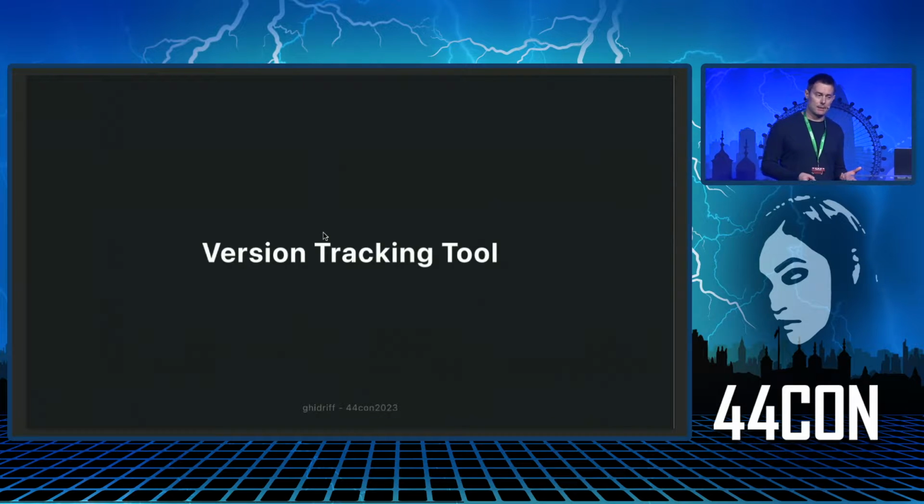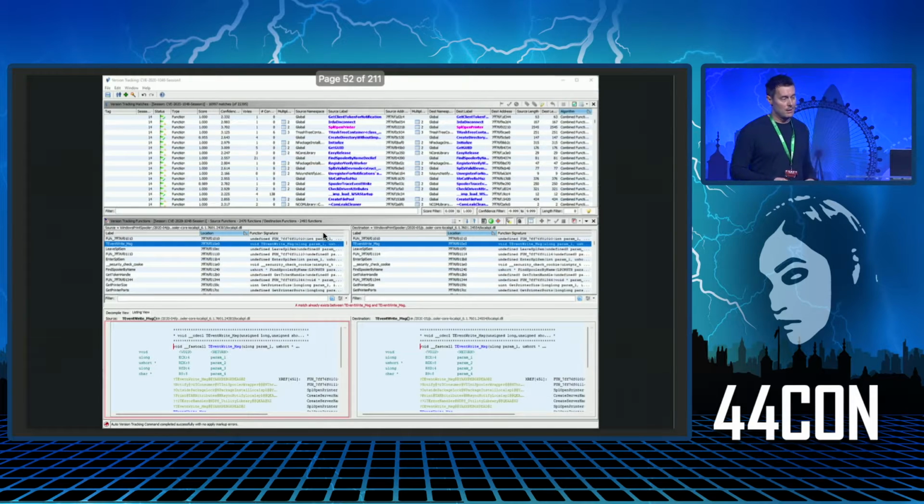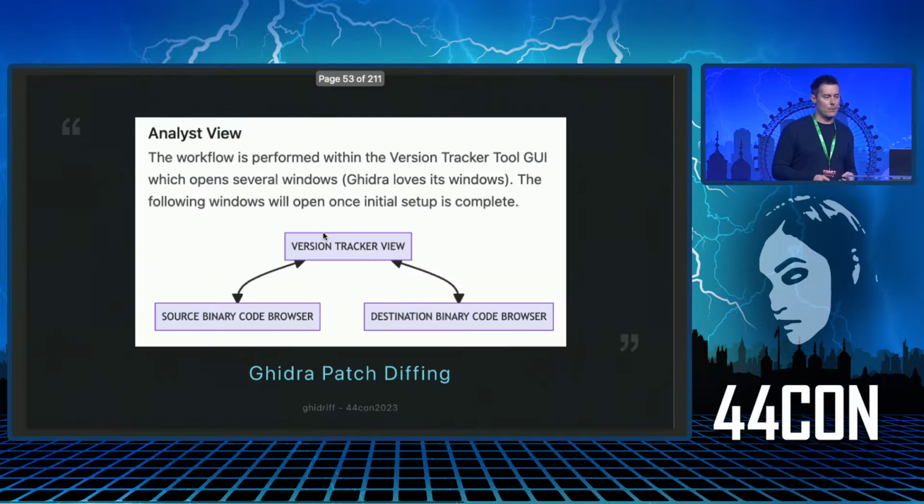I have the most experience doing patch diffing with the Version Tracking tool. Now this is built into Ghidra. It looks like this. At the top you'll find all the matches it's done for the functions. In the middle, what's been missing or added, and at the bottom it does have a comparison for the assembly, but not a side-by-side code diff view.